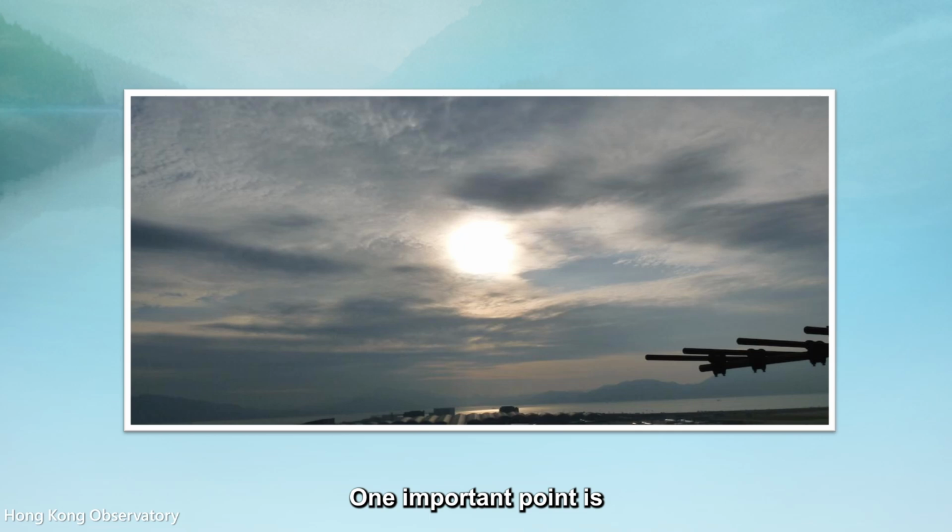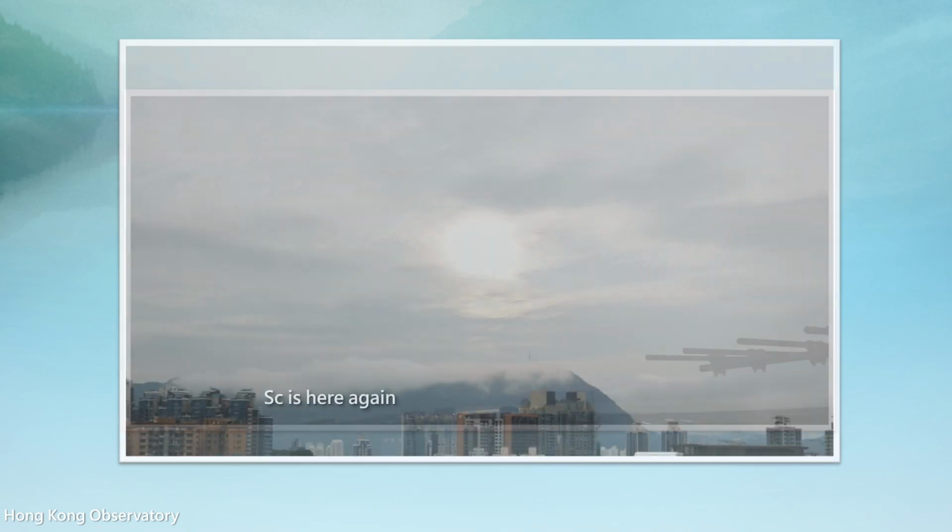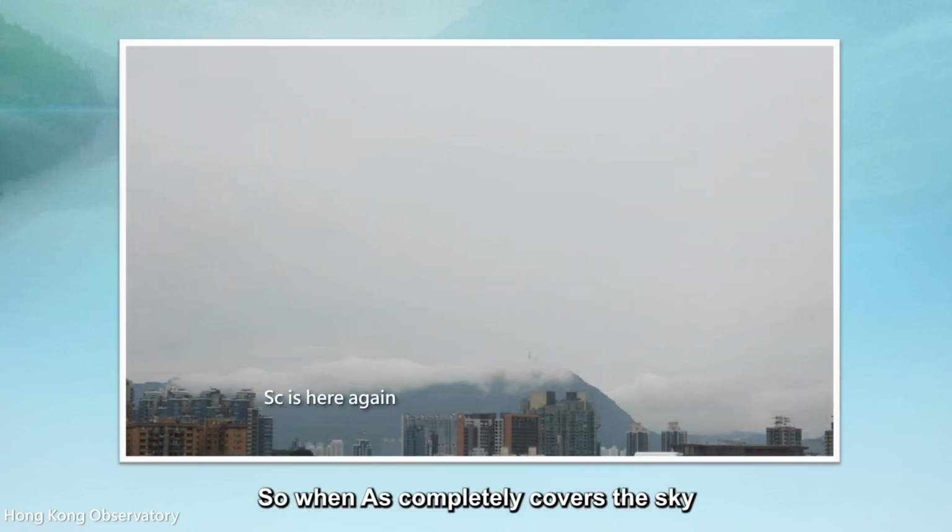One important point is, AS does not cause a halo. AS has a characteristic. It's sufficiently translucent to light, but not to leak light. So when AS completely covers the sky, observers can report the cloud amount as 8 octas.